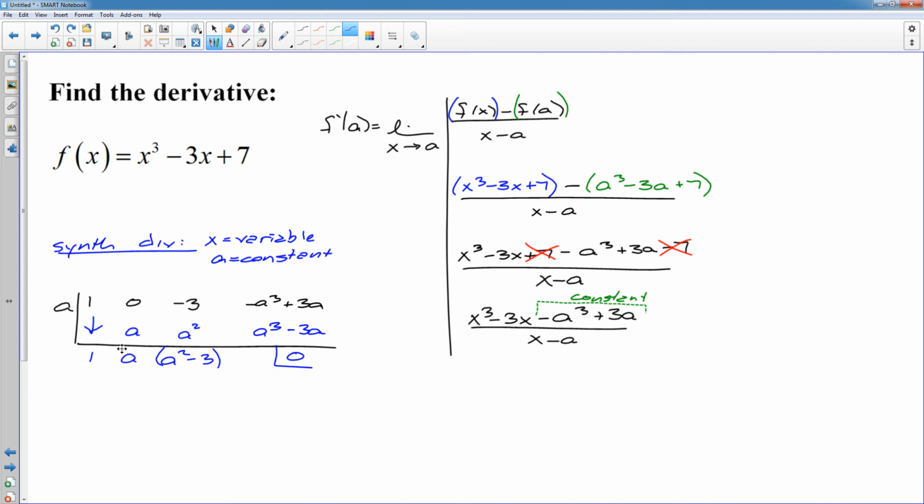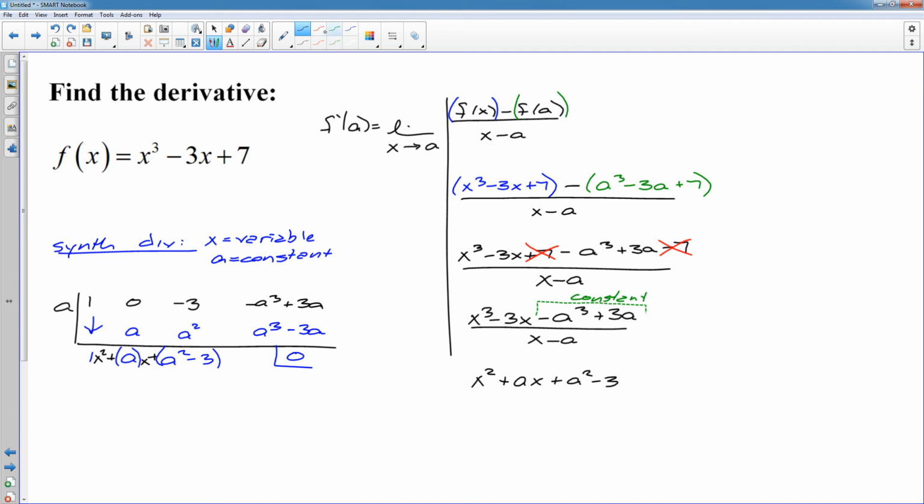Now what you have to remember is that a is a constant and x is my variable. So what I'm left with is this end constant of a squared minus 3. It's a times x and then an x squared plus that. So after you do the synthetic division, this thing cleans up to x squared plus ax plus, and then I have a squared minus 3 for my constant.